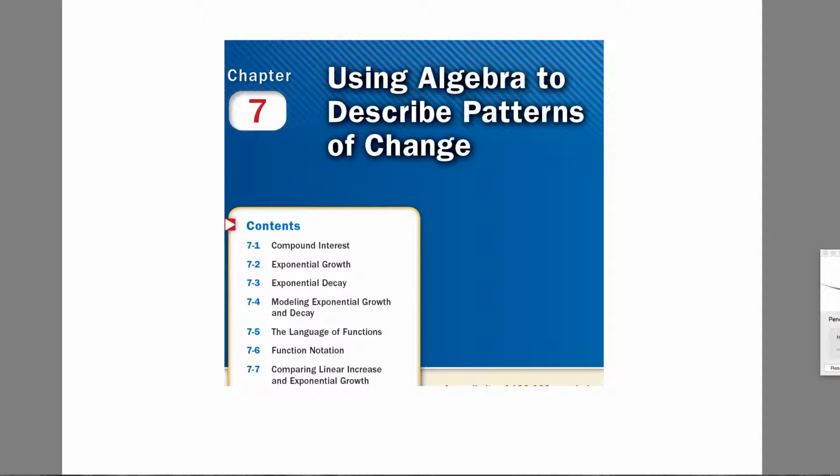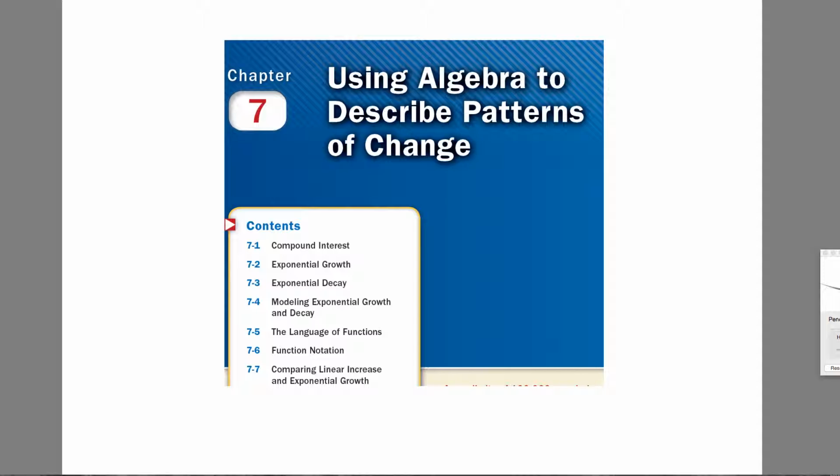The first lesson is going to be on interest, then we're going to get into exponential growth and decay. We're going to look at modeling it. Much as we did for a linear regression, we'll be doing an exponential regression. We'll then be talking about what is a function and what's function notation. I think you've heard it spoken about a little bit. And we're going to compare the linear increase and exponential growth.